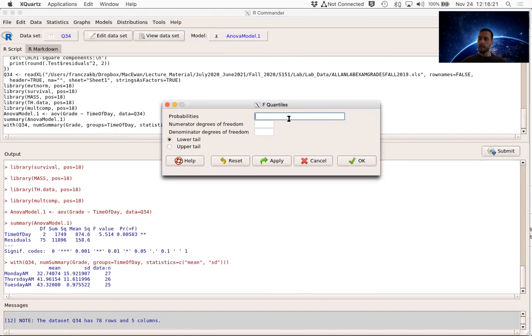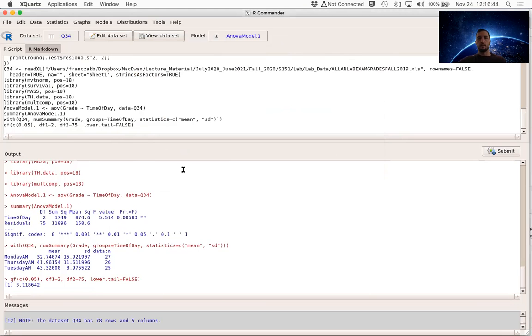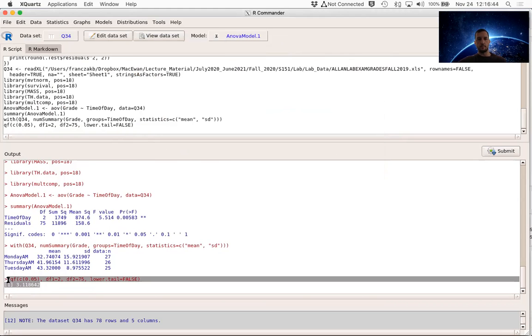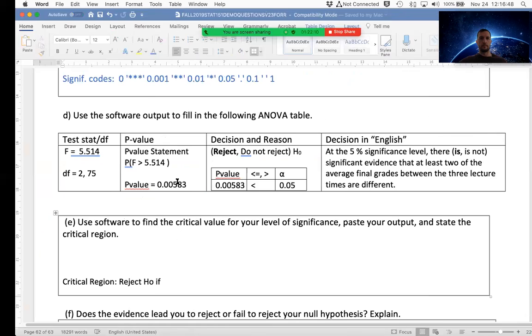Okay, the probability here is 0.05, and it's an upper tail probability because we're talking about a rejection region. The numerator is 2 degrees of freedom, which was the first DF, and the denominator is 75 degrees of freedom, which was the second DF. Then we click OK, and we end up with the following.